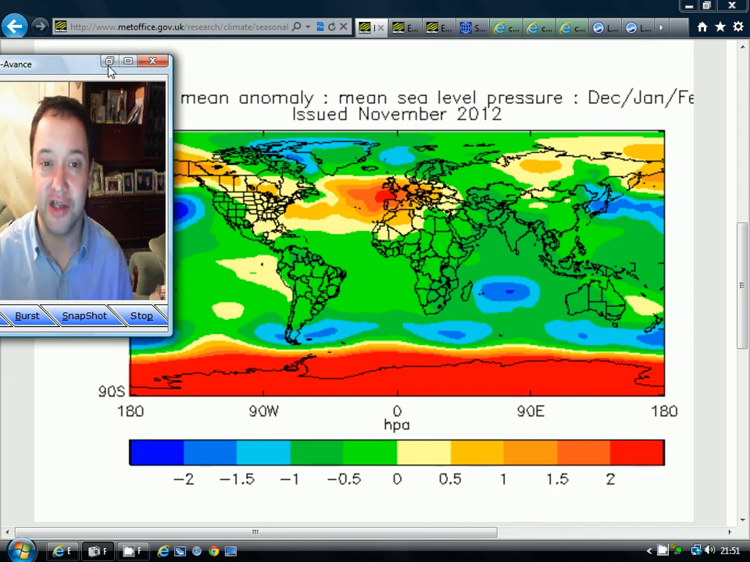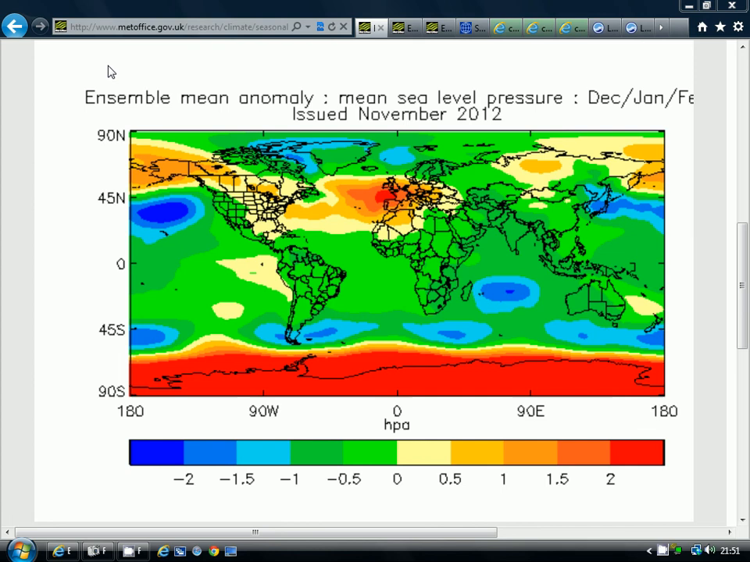So let's get on with the video, and we're going to start off with the UK Met Office seasonal model. This is the final update from the UK Met Office seasonal model for December, January, February. The first thing we're looking at is mean sea level pressure. So this is surface pressure across the whole of the world actually, but we're specifically focusing on the United States.